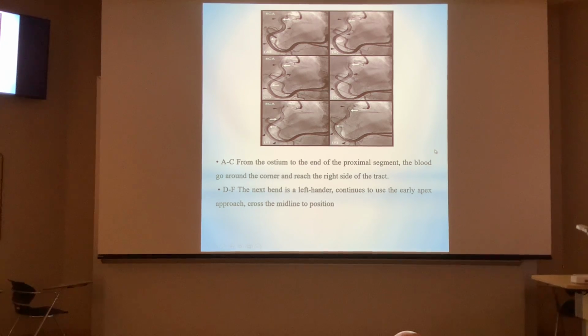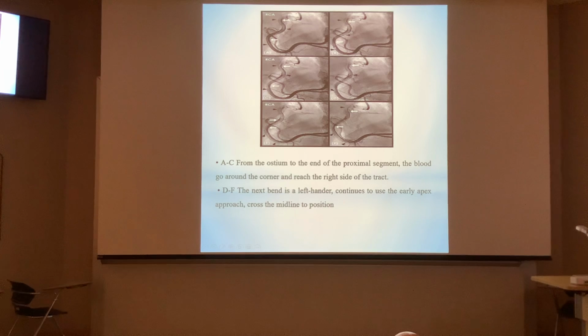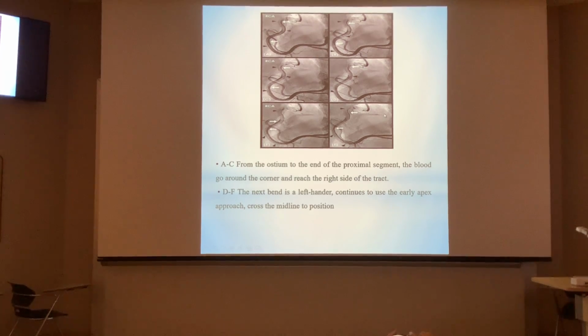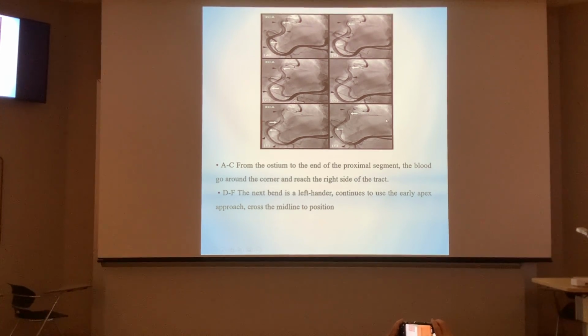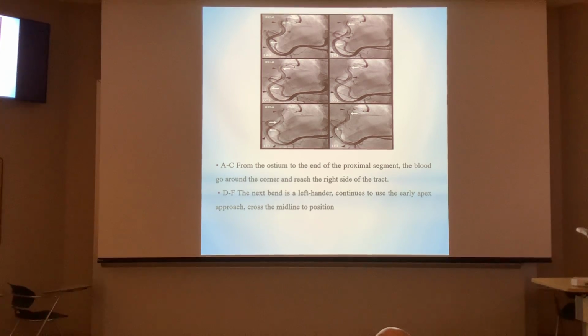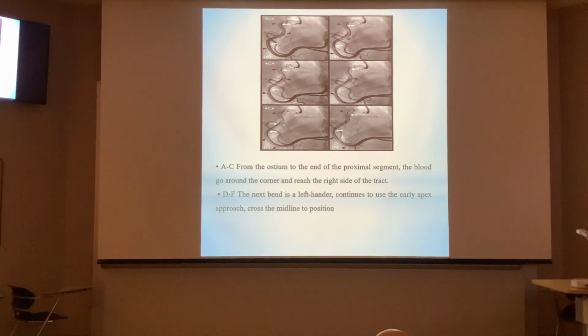There's similarity of the images from figure A to figure C. The flow goes from the ostium to the end of the proximal segment. The blood goes around the corner and reaches the right side of the tract. And figure D to figure F is the next bend of the left header, continuing with the early apex, very similar to the apex in car racing, crossing the midline to position.